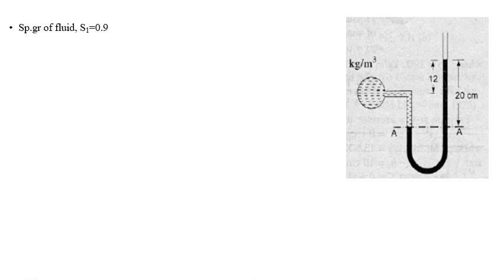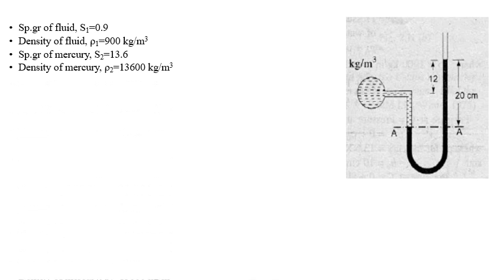Now take down the given data from the numerical. The specific gravity of the fluid is S1 equal to 0.9. Density of the fluid is ρ1 equal to 900 kg per meter cube. Specific gravity of mercury S2 is equal to 13.6. Density of mercury ρ2 is equal to 13,600 kg per meter cube. Difference of mercury level, that is H2, is equal to 20 centimeter.